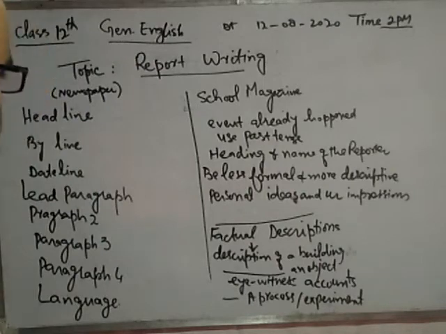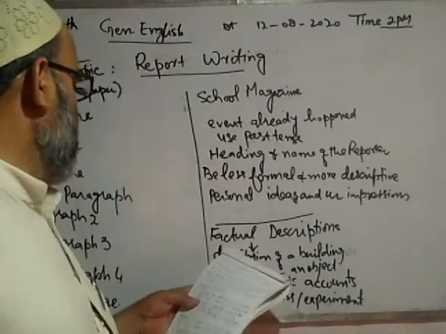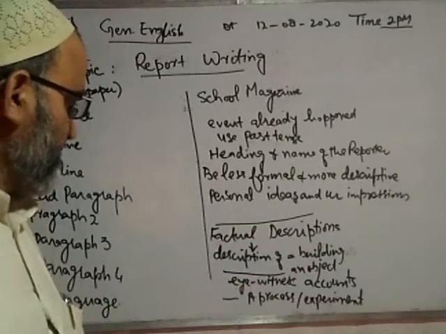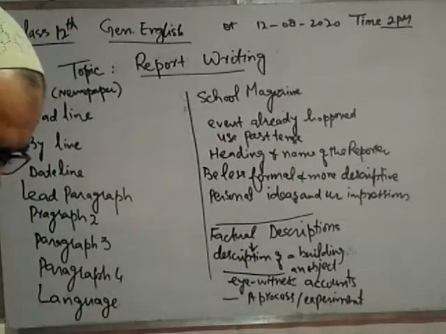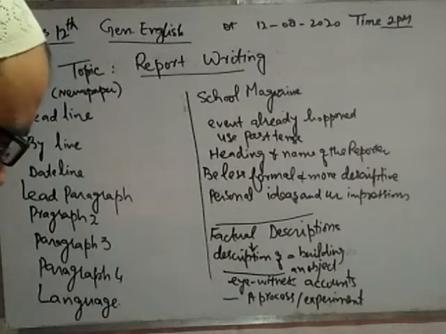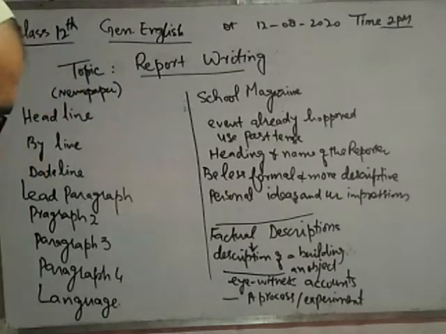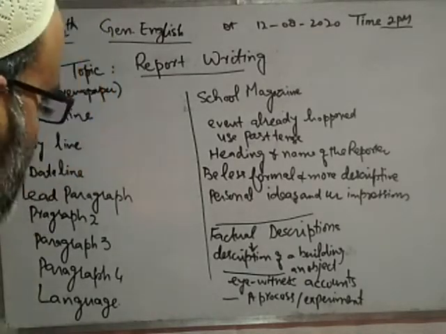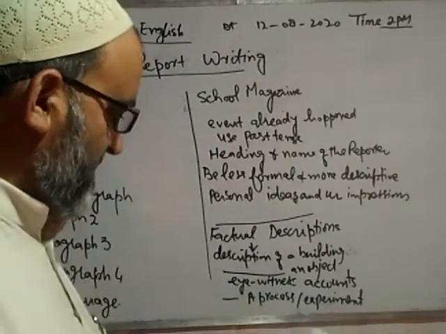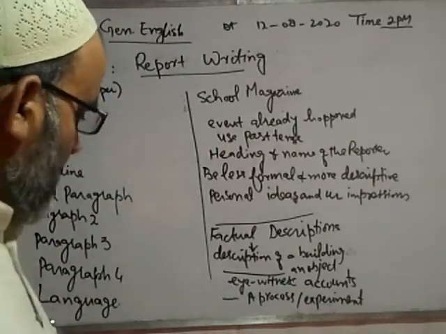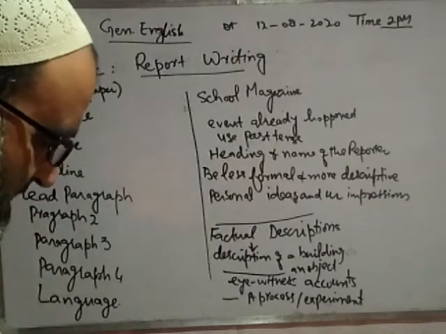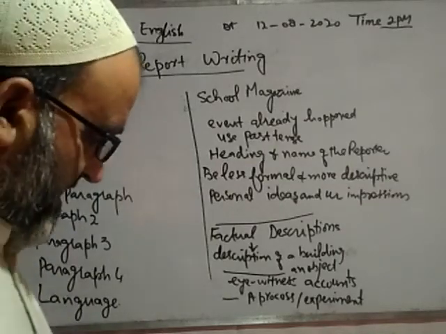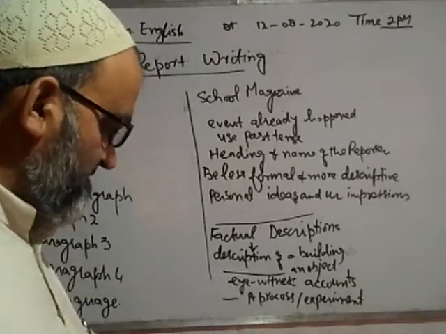Then sometimes we have to give reports on factual descriptions. Factual descriptions could be a description of a building, where we use interesting and descriptive words. Second, it could be a description of an object or objects. It could be an eyewitness account. It could be describing a process or an experiment.